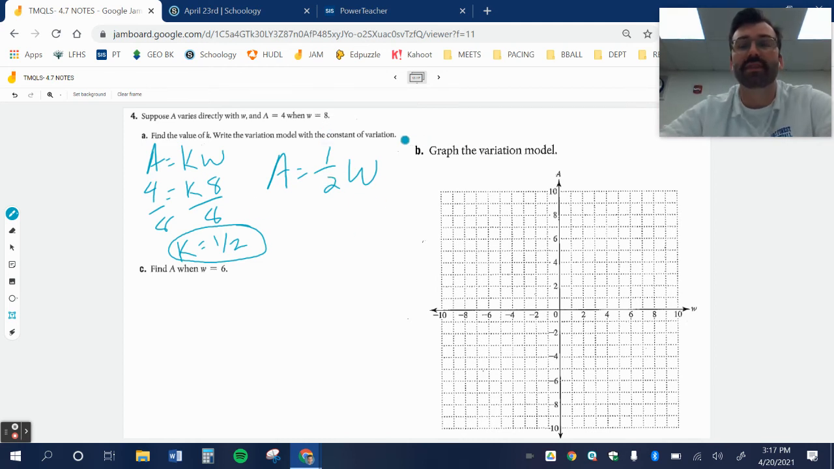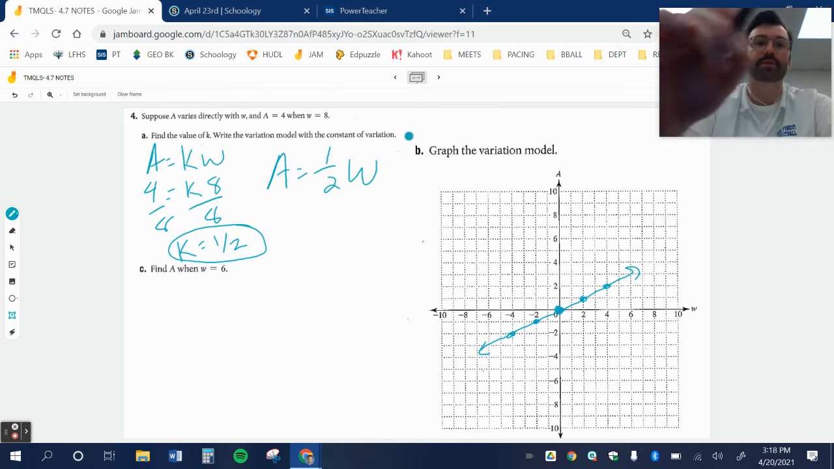Part B, graph the variation model. Well, I know that I'm going to start at 0, 0 always, and I have 1/2 as my slope, so that's up 1 over 2, up 1 over 2, and I can do the same thing, down 1, left 2, down 1, left 2, and then roughly connect the dots. Oh, it's almost time to go.